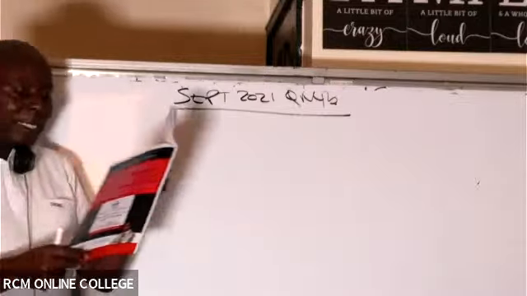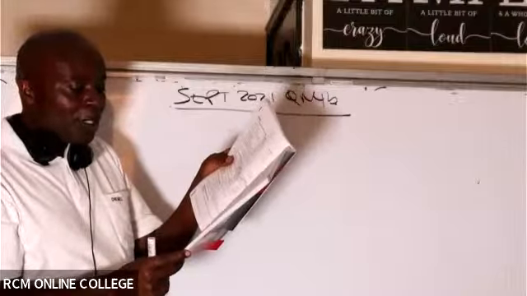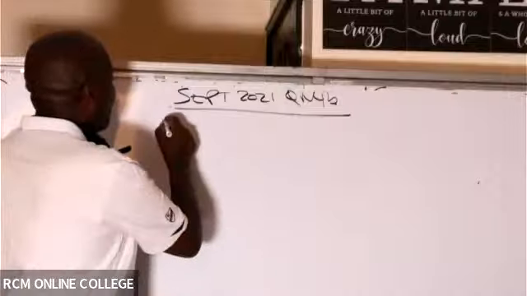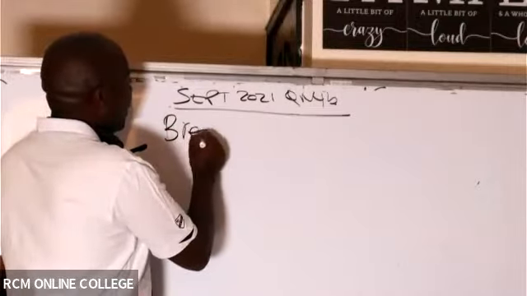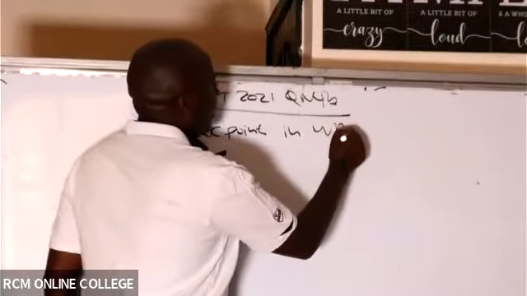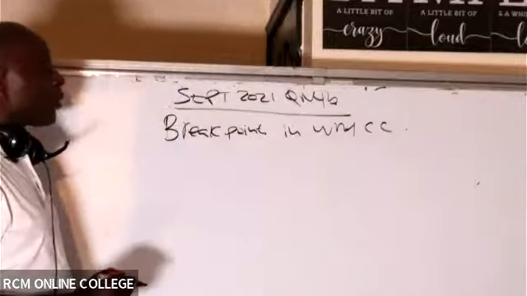So always read the requirement. The requirement is that they want us to calculate the breakpoints in the marginal cost of capital schedule, the WMCC schedule, the weighted marginal cost of capital schedule.